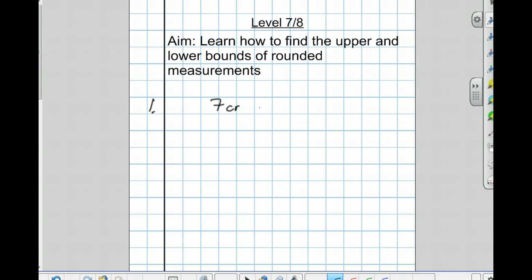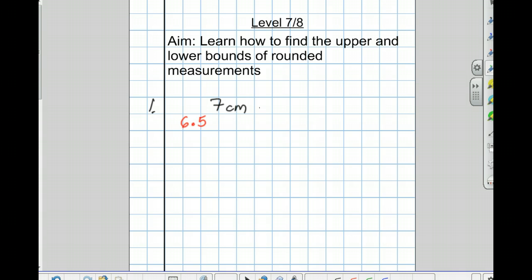Somebody's measured something and measured it to 7 centimeters. What's the smallest measurement it could be in reality? In the audience, what have we got there? 6.5. Yeah, anything from 6.5 upwards, if you rounded it to one whole number, would be rounded to 7 centimeters. But what about the largest measurement it could be?